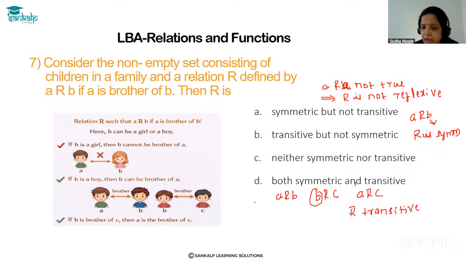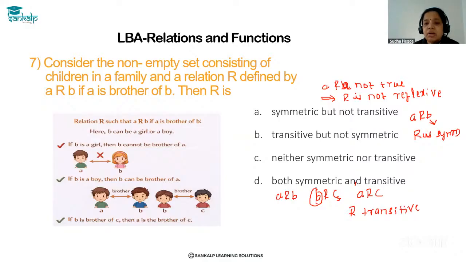Correct? A is brother of B. B should be male, because B is brother of C. C can be male or female. But whatever the case, A is brother of C. Therefore, R is transitive. Okay?